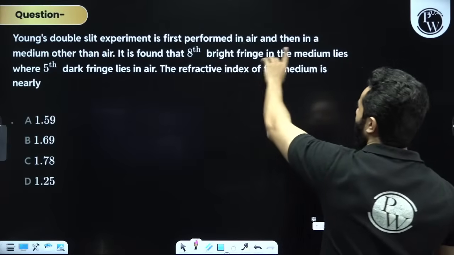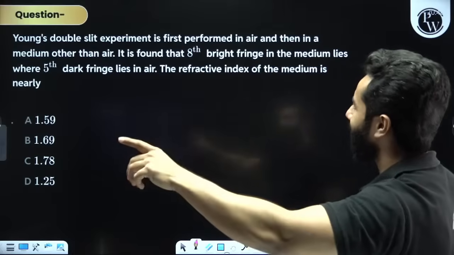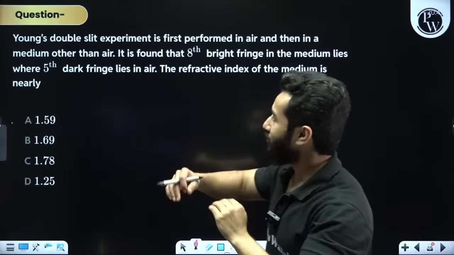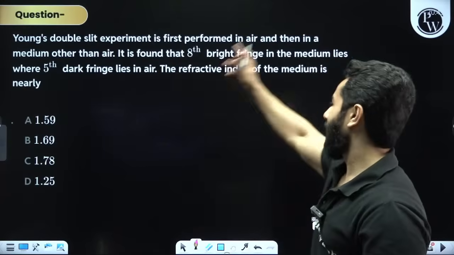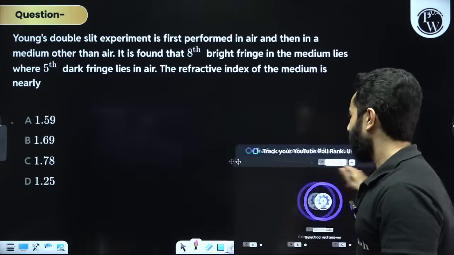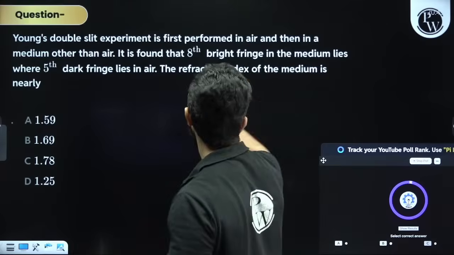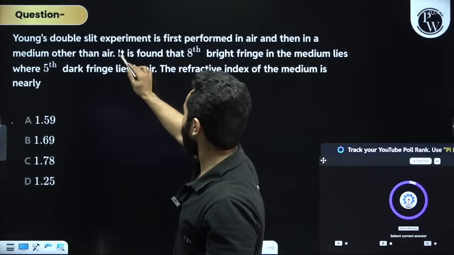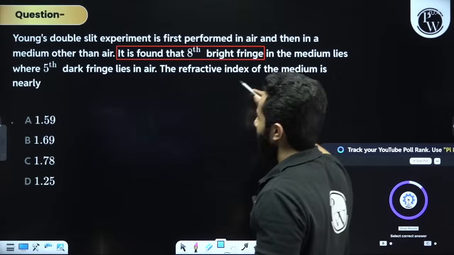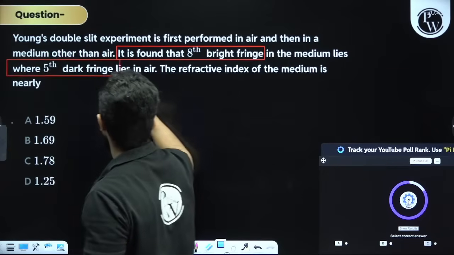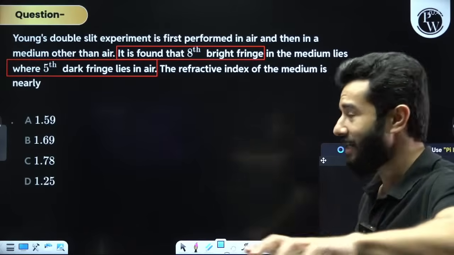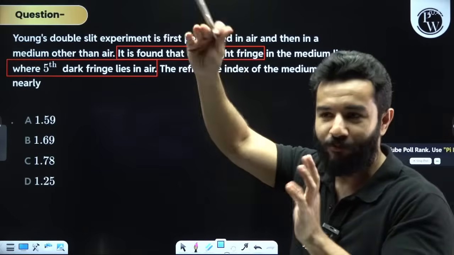YDSE is first performed in air, then in a medium other than air. It is found that the 8th bright fringe in the medium lies where the 5th dark fringe lies in air. The refractive index of the medium is nearly, let's start. Please understand what they are saying. The dark fringe is in air, by the way, and the bright fringe is in some other medium. We don't know what that is.